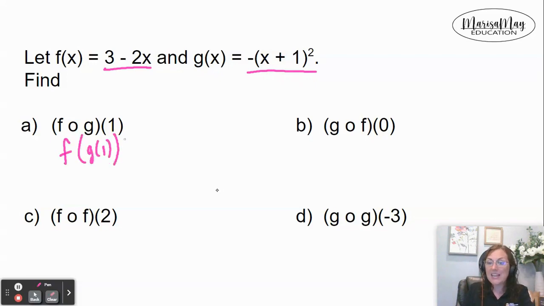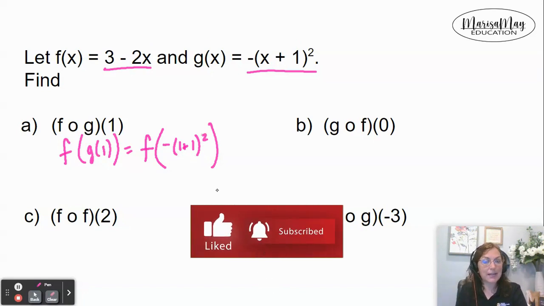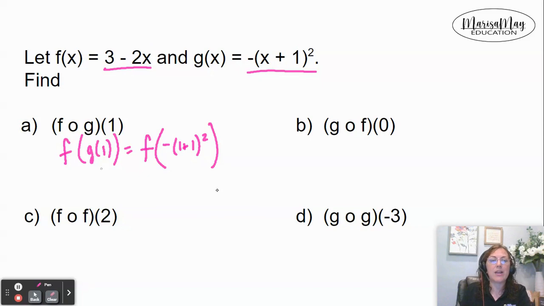Now, working from the inside out, I'm going to begin by replacing the x with 1 in the g function. So that would be negative 1 plus 1 to the second. Okay, 1 plus 1 is 2. 2 to the second is 4. Then I stick a negative on it. So I'm looking for f of negative 4.